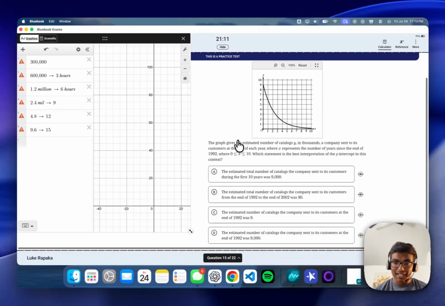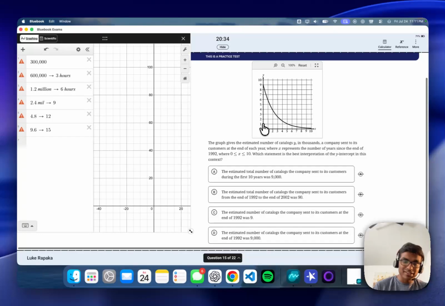The graph gives the estimated number of catalogs, in thousands, a company sent to its customers, where x represents the number of years since the end of 1992. What's the best interpretation of the y-intercept? This x-axis is how many years after the end of 1992, so 1 year after 1992, 4 years after 1992, that sort of thing, right?